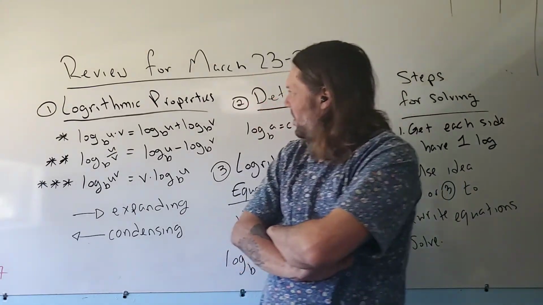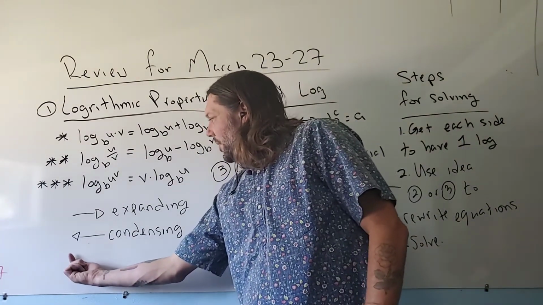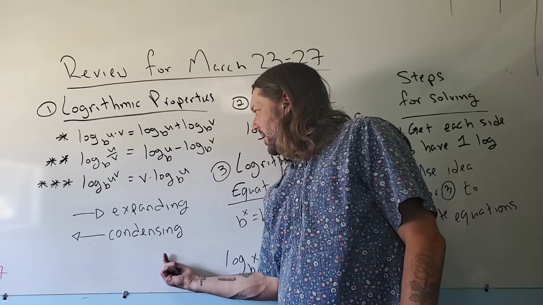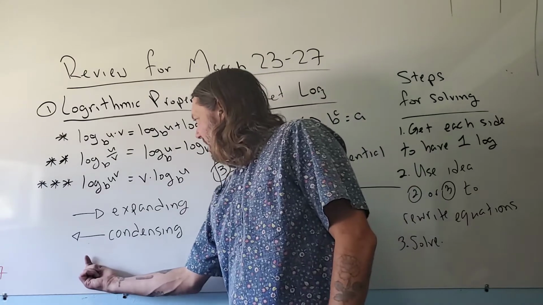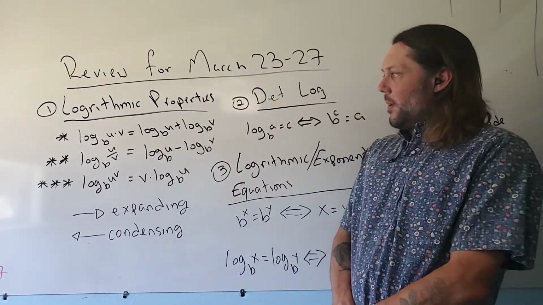First thing I have is logarithmic properties. Again, if we're going from the left side to the right side, we call that expanding. And if we're going from the other left, which is your right, to the left side, that's what we call condensing. And I have all three properties here.